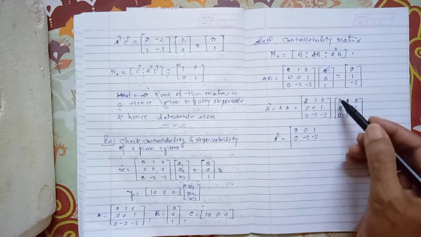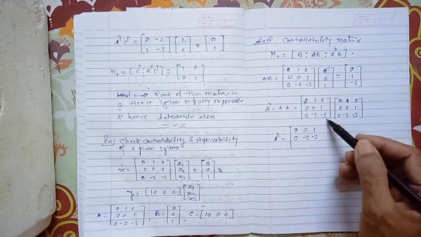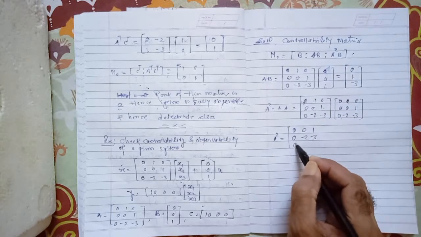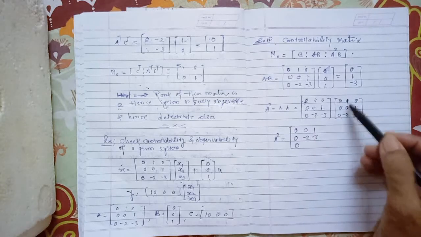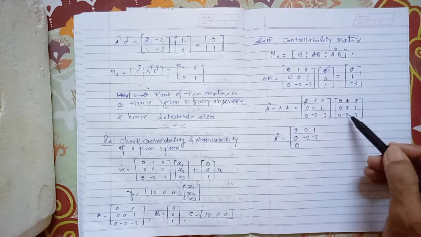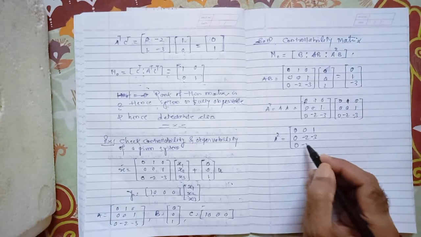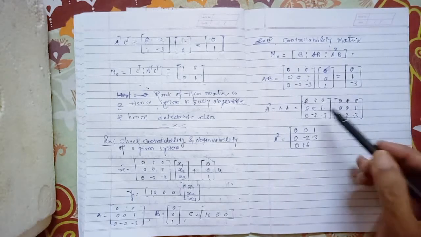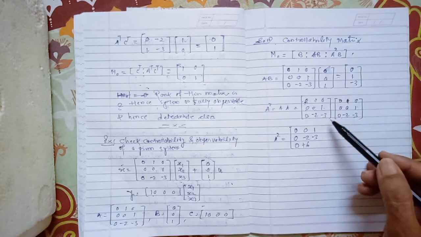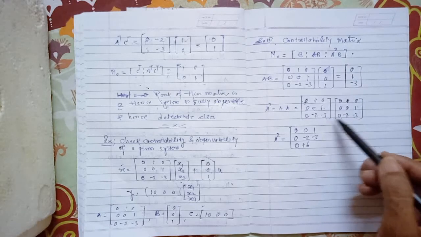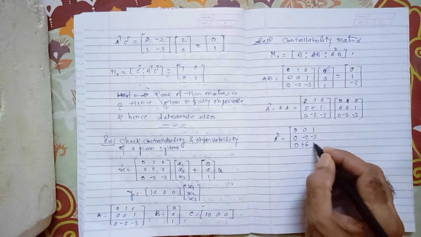Now 0 into 0, -2 into 0, -3 into 0, so this becomes 0. Now 0 into 0, -2 into 0, -3 into -2, that is plus 6. Then 0 into 0, -2 into 1, that is -2, and -3 into -3 is plus 9. So -2 plus 9 means 7.